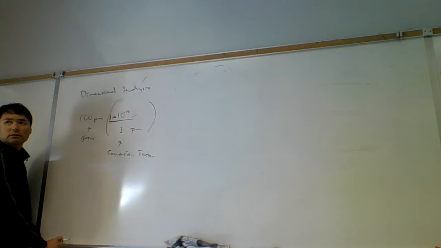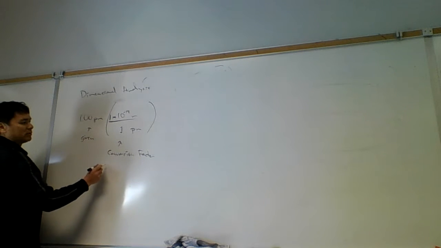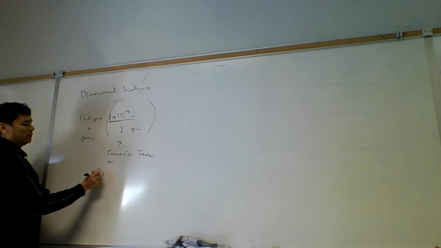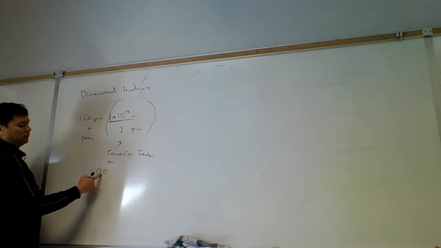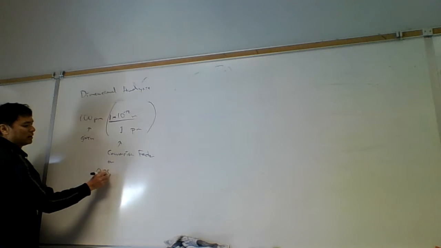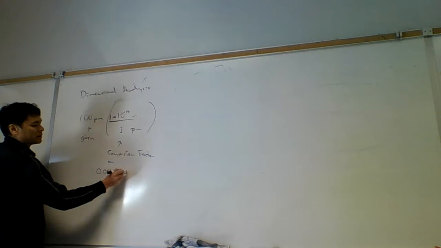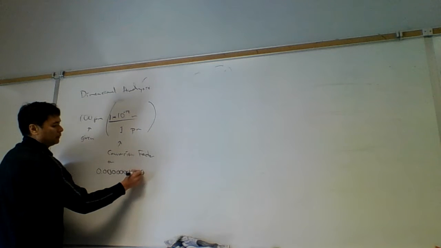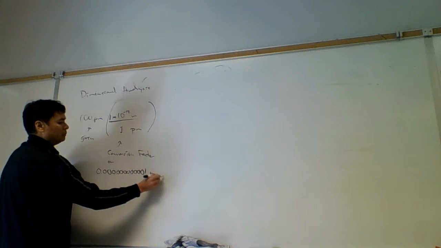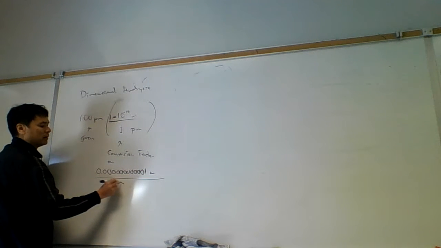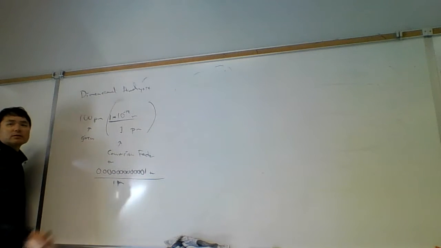Did I already write those down? Did we go through this? Sort of. All right. There are different ways of writing this. We could say there's 0 point, how many zeros? I need 11 zeros. 1, 2, 3, 4, 5, 6, 7, 8, 9, 10, 11 zeros and a 1 meters is equivalent to 1 picometer.